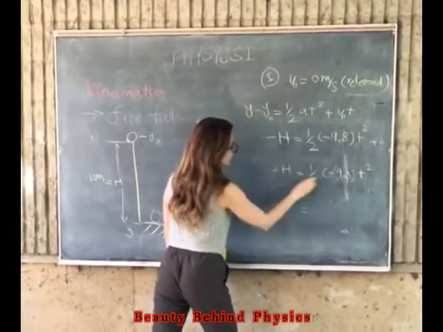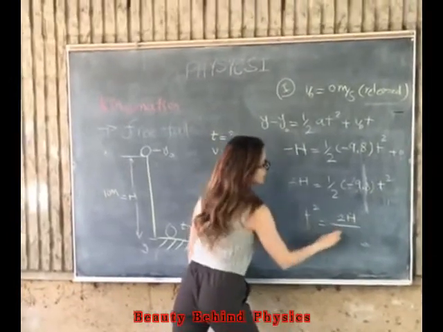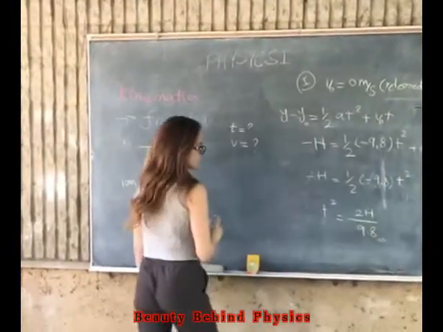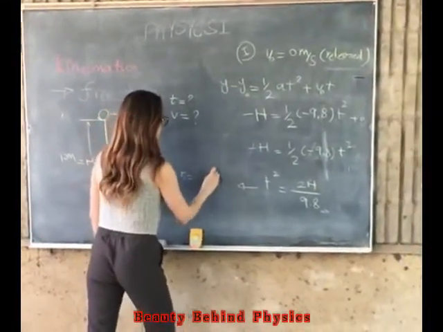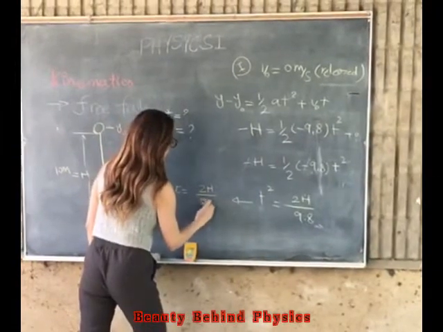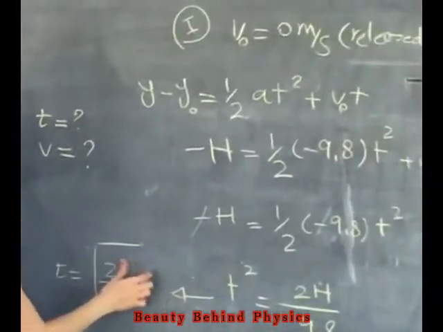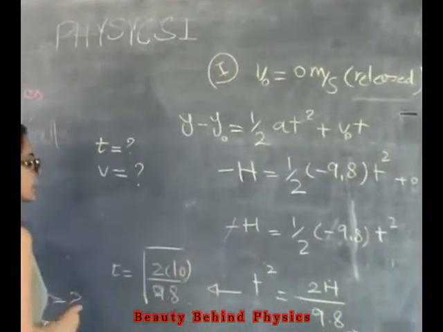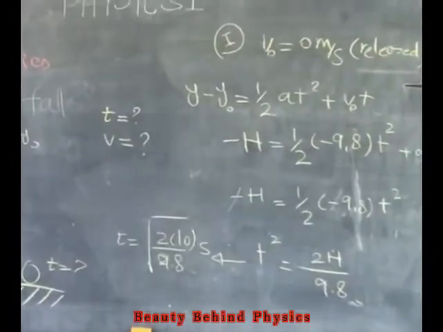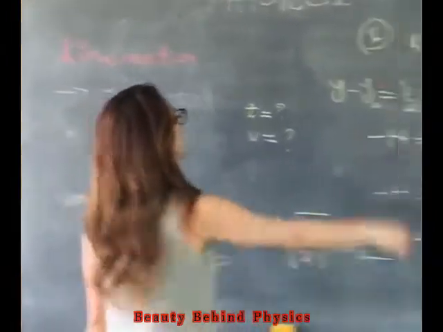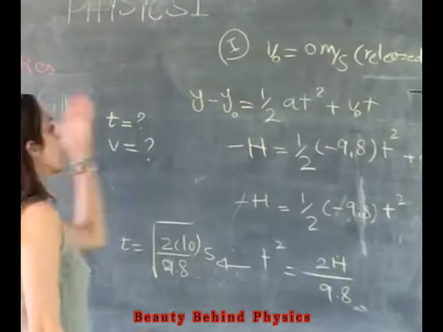t squared is equal to 2h divided by 9.8. Then the time is equal to the square root of 2h divided by 9.8. And my h was equal to 10 meters, so 20 divided by 9.8 seconds, under the square root. This was the first example with initial velocity equal to 0.